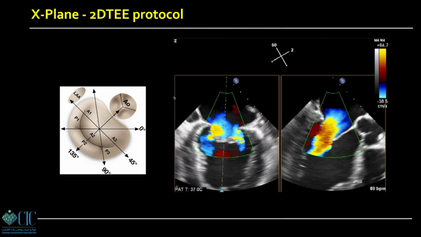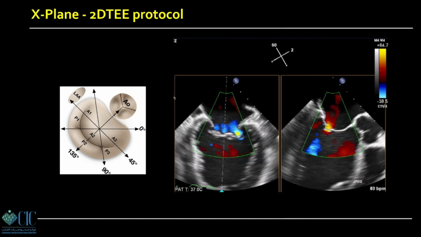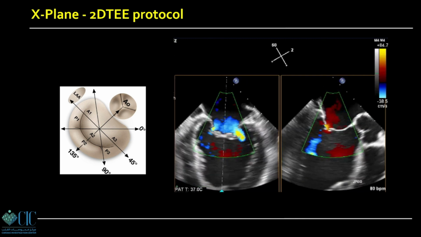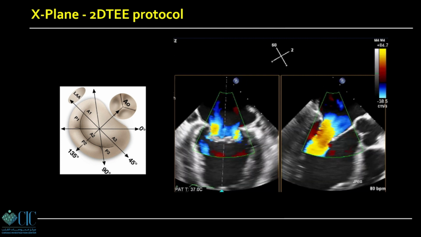So if you have an X-plane probe like what we had in the room, you start by the short axis view of the mitral valve, short axis. And then you put the X-plane. If you put it right in the middle, it will give you long axis view, 2 and 2. If you put it in the lateral, 1 and 1, medial, 3 and 3. Do the same.